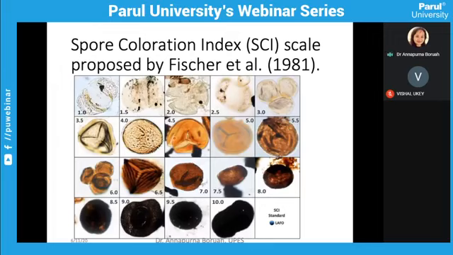Now another maturity indicator is the spore coloration index, SCI scale. Here you can see the SCI scale. Based on the spore color changes in the shale, you can identify the maturity level. Here you can see the lighter color is indicating immature, and with increasing maturity the color is becoming dark, and at the post-mature zone you will get almost black color. So this is the standard chart, and based on this you can compare your sample, analyze the spores, and identify what is the maturity stage of your shale.